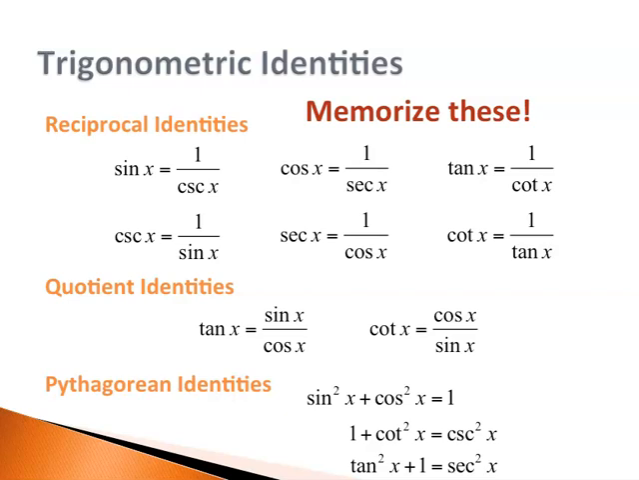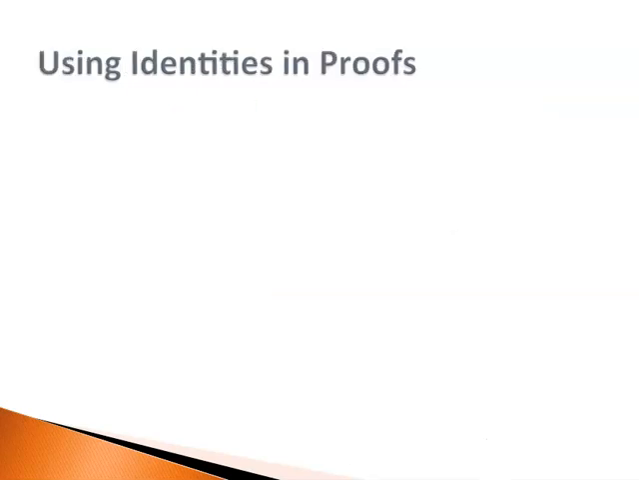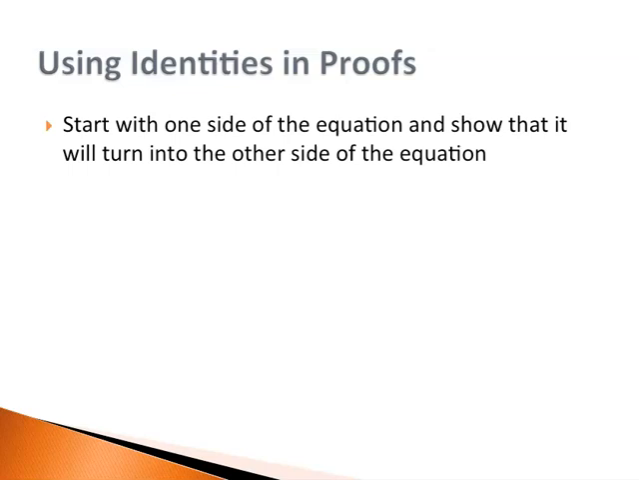So let's talk about how we use these identities in proofs. Generally in proofs, you're told what you're trying to prove. You're told, prove that this statement is true. So you're going to start with one side of the equation and show that it will turn into the other side of the equation. Pick one of the sides. It doesn't matter if it's the right or the left. Generally, I like to pick the side that's more complicated and try to simplify it until it looks like the other side.